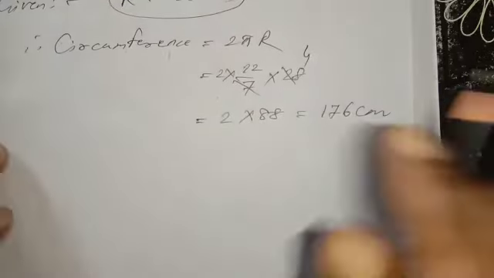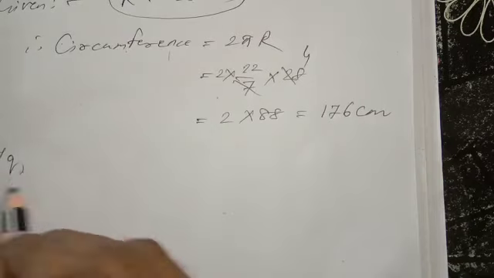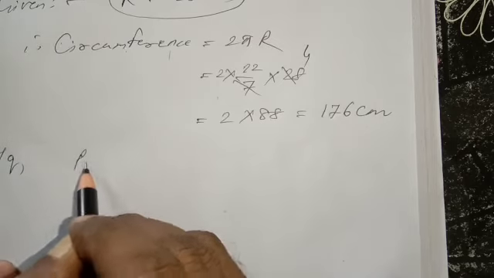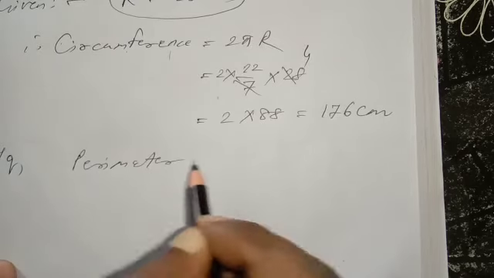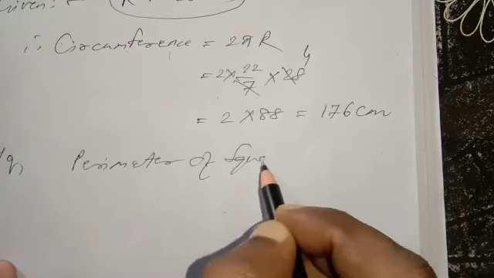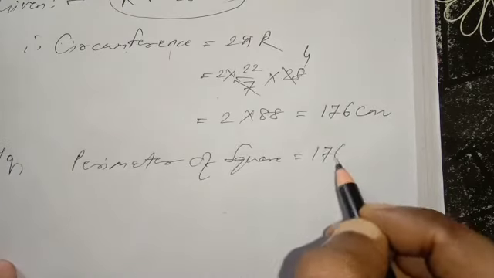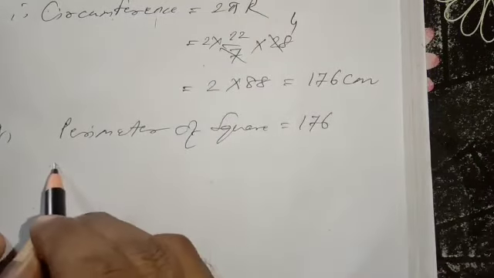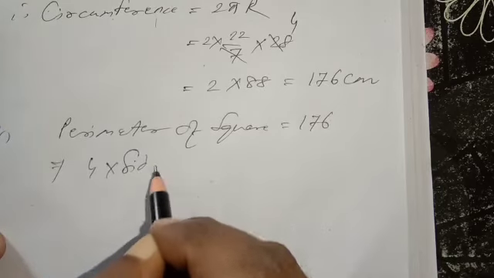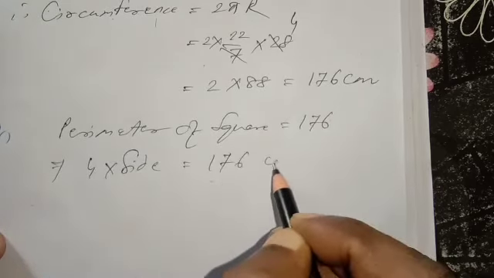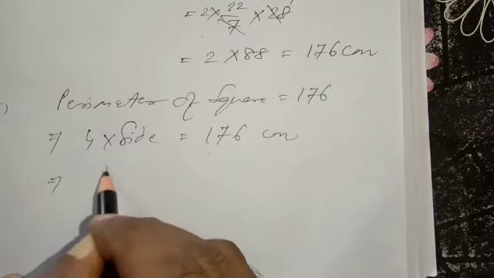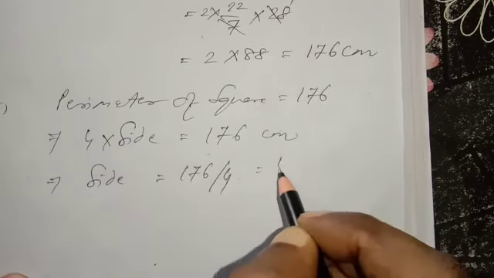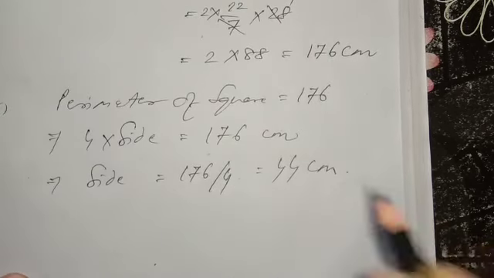So according to the question, the same wire we are making into a square. Therefore, perimeter of square will be 176. The perimeter formula is 4 into side, which is equal to 176 centimeter. Therefore, side will be 176 divided by 4. How much is coming? 4 fours are 16, 4 fours are 16, 44 centimeter.